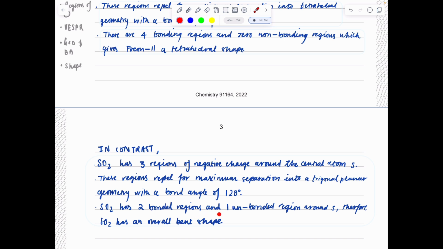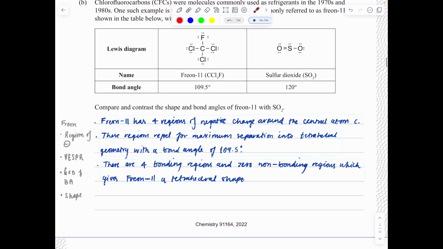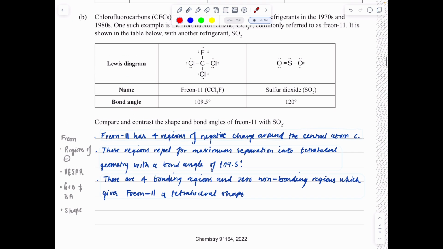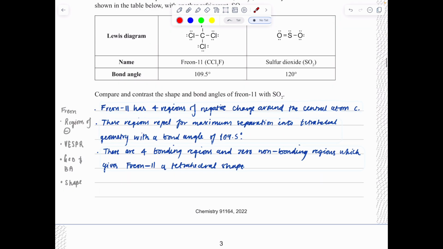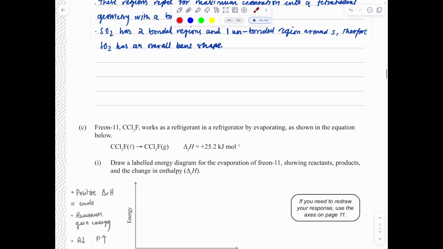SO2 has 2 bonded regions and 1 unbonded region around sulfur. Therefore, SO2 has an overall bent shape, okay? So that is a good comparison with Freon to show the difference. And again, do not be fooled by the Lewis diagram. This is not going to indicate the shape. It looks linear, but it's not. It's actually bent due to the regions of unbonded and bonded. So feel free to revise that if that's something you're not up to scratch with. Okay, moving on to the next question.